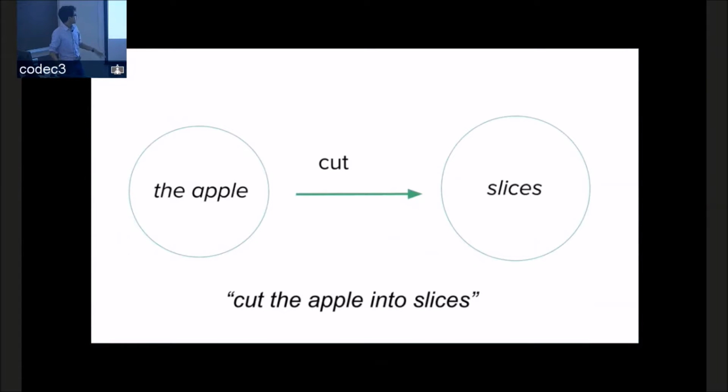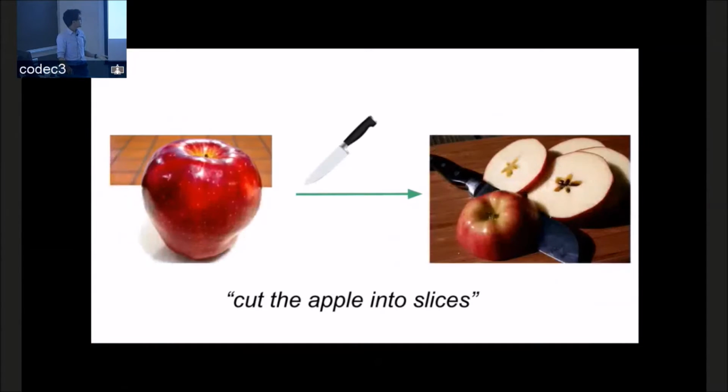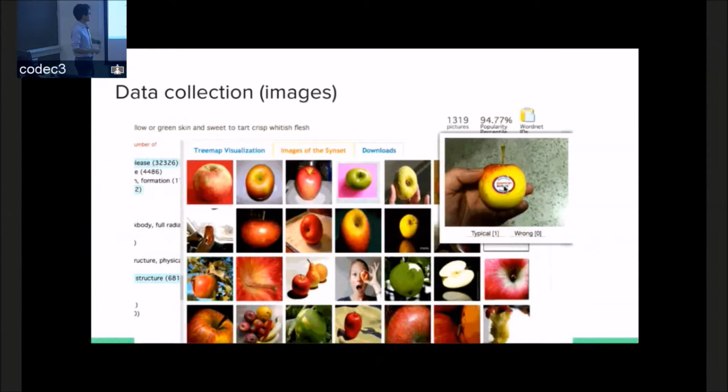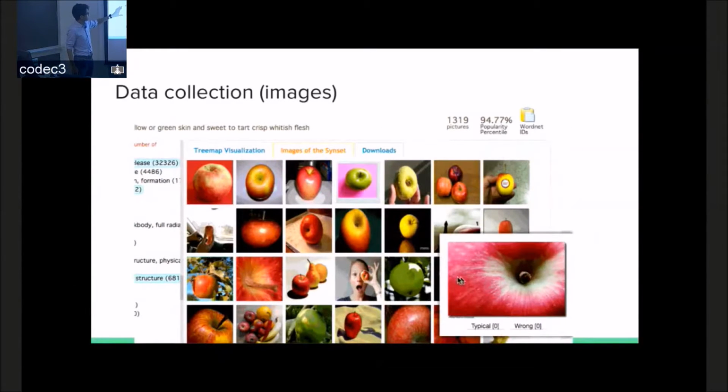So let's say now that we have a decent knowledge graph of objects and their states and the actions that move them. We'd also like to add some visual information to this. So we have apple that goes to some whole apple here and apple slices that go there. This would be the ideal thing, right? So for that, we collected some data from ImageNet.